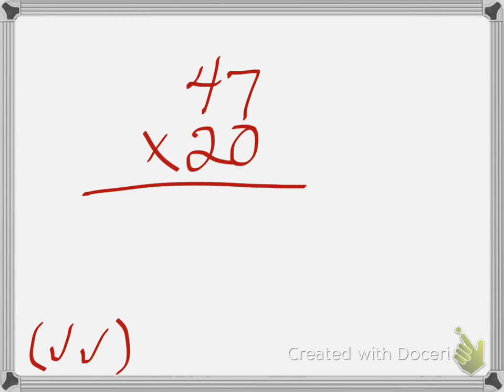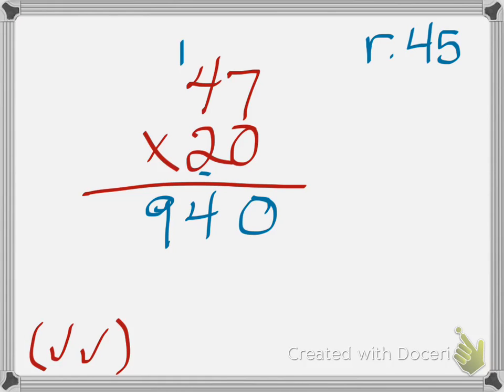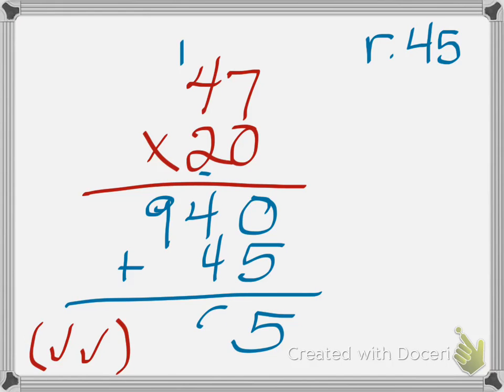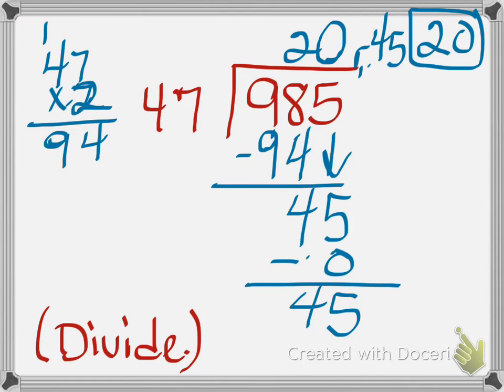Double check. Don't forget that remainder there. I'm going to be adding that on in a minute. So whenever I have zeros, remember you can just put a 0 for the placeholder and then go on to the next digit in the tens place. 2 times 7 is 14. 2 times 4 is 8, plus 1 more is 9. So we get 940 plus 45. Now we have 985. Let's see if that's what we started with. 985. All right.